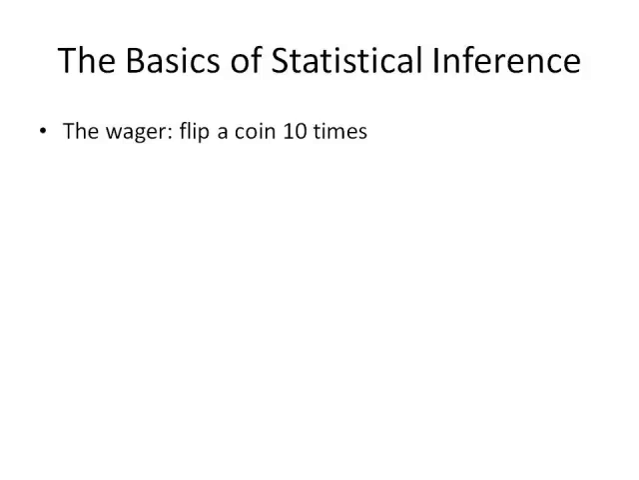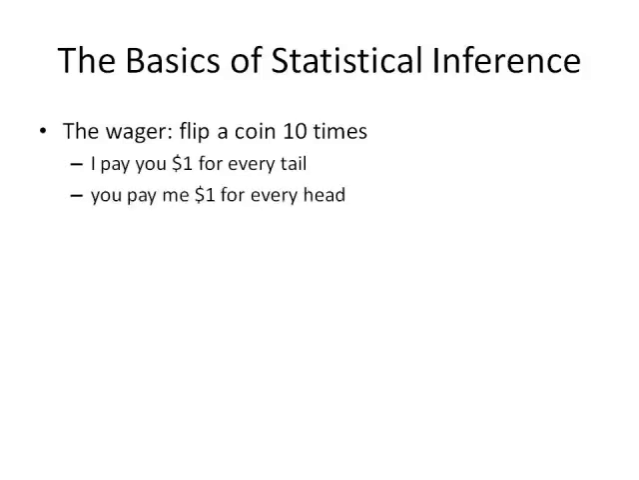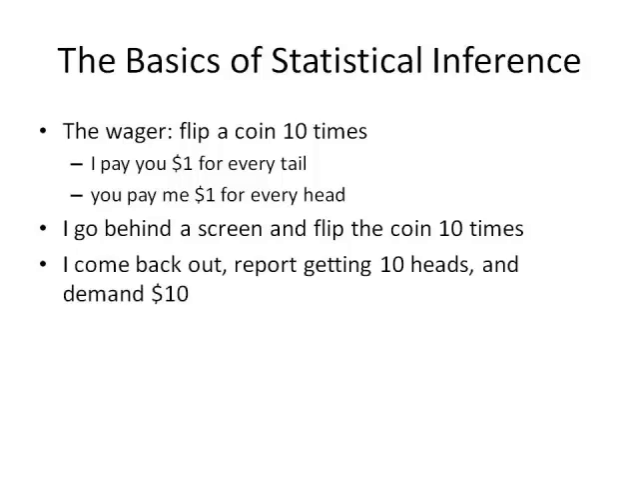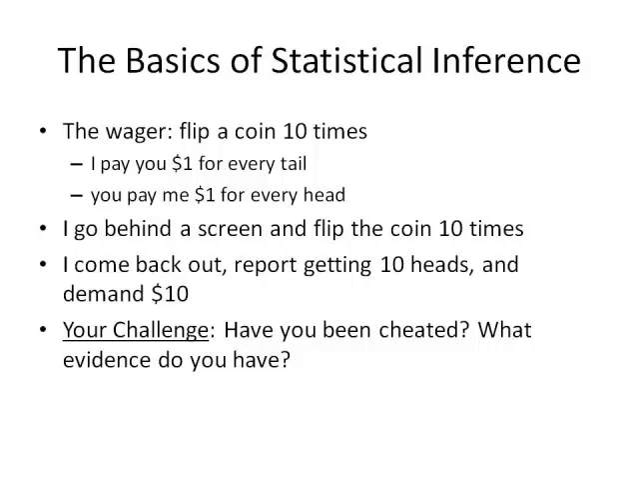Let's make a wager. We're going to flip a coin 10 times. I pay you $1 for every tail, and you pay me $1 for every head. So I'm going to flip the coin, and let's say that I go behind a screen and flip the coin 10 times. I come back out from behind the screen, I tell you that I got 10 heads out of 10 flips, and I demand you pay me the $10. Your challenge is to figure out whether or not you've been cheated. What evidence do you have that you have been cheated or that you weren't cheated?